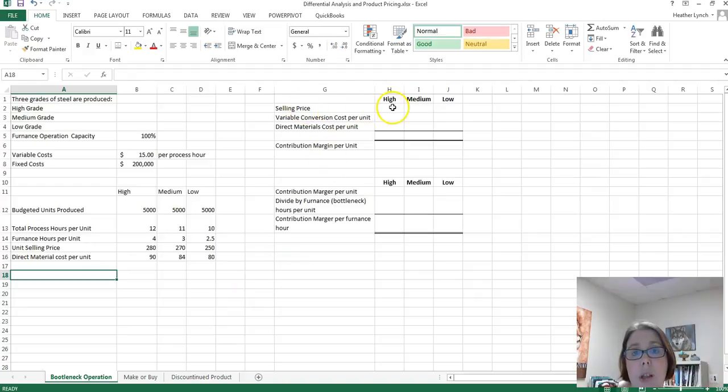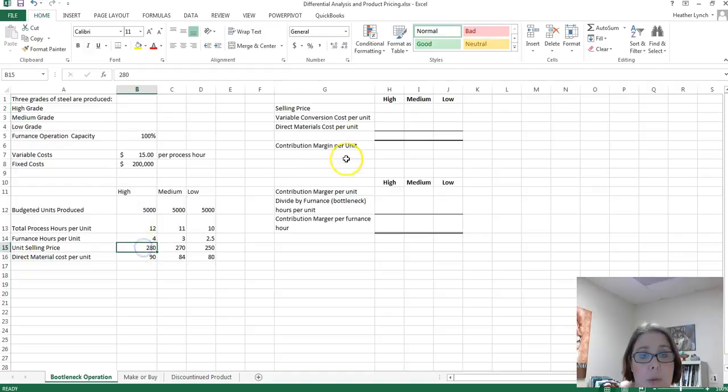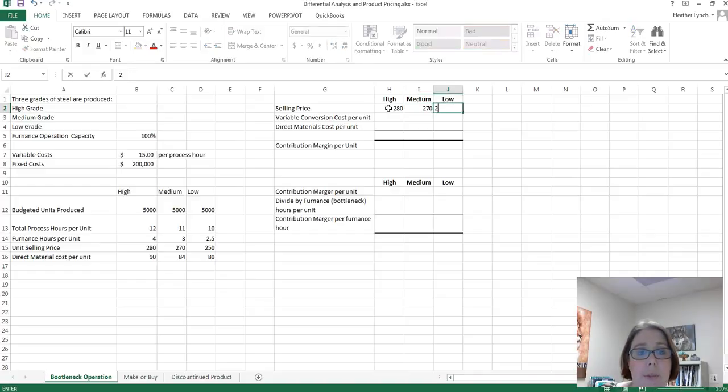So first, let's just see what our contribution margin per unit is. Over here we have our unit selling price, because remember, your contribution margin is your selling price minus your variable and direct material costs. So we have 280, 270, and 250.